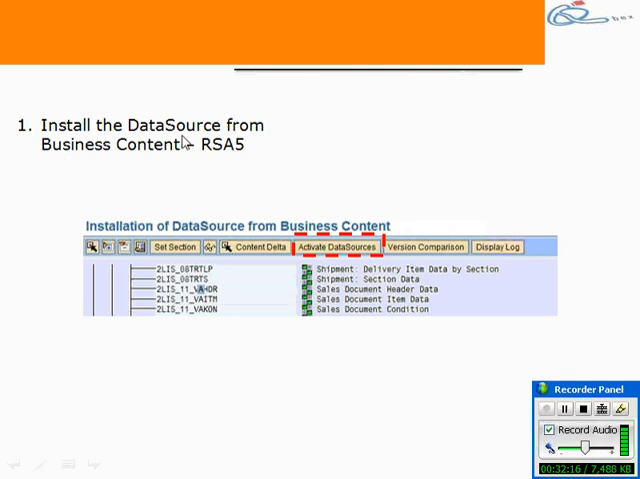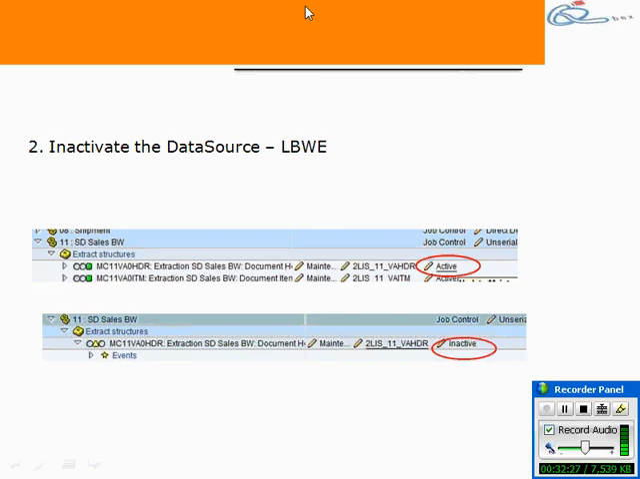What is it? Install data source from business content. You go to RFC file, you just select your data source and say what? I think you have done this, you know how it goes. Okay? Good. Next, what is the next step?